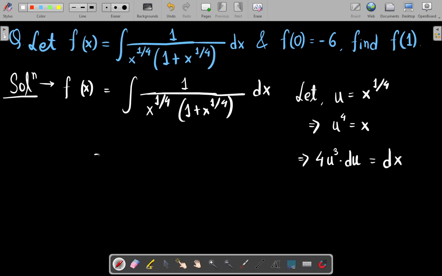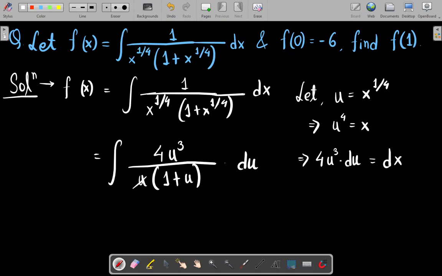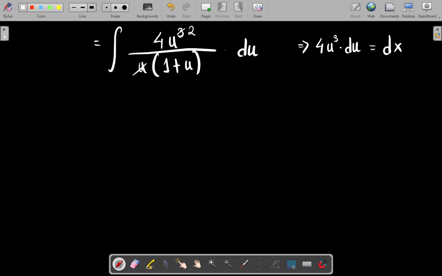So if we do this substitution, dx changes to 4u cube du, and x raised to the power 1/4 becomes just u, times 1 plus u. Okay, so we can cancel one u with the u cube, so we have 4u square in the numerator now. If we take 4 out of this integral, we are left with 4 times the integral of u square divided by (u plus 1) du.